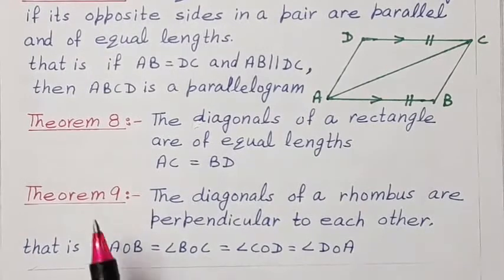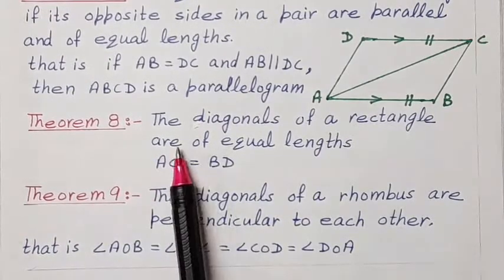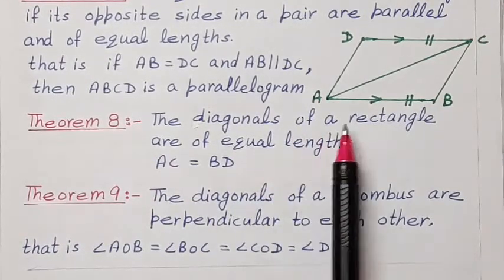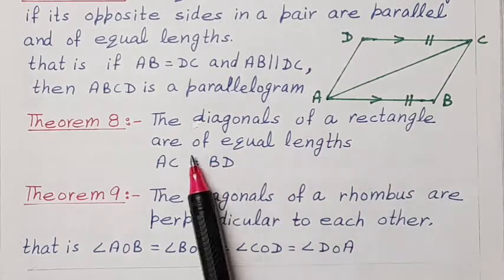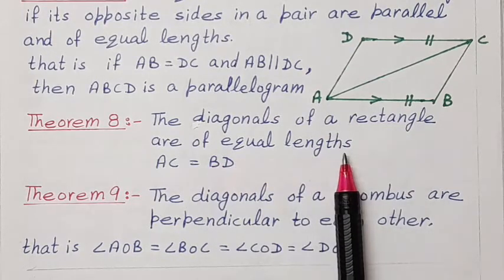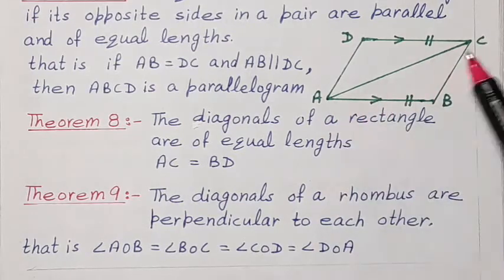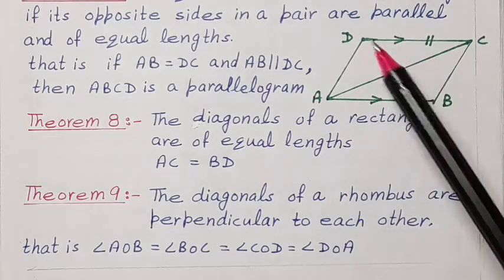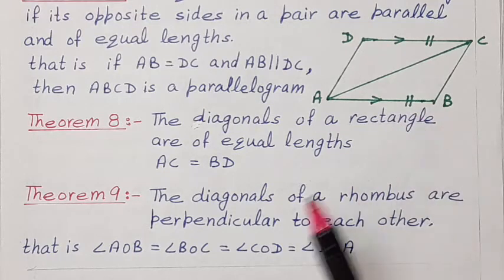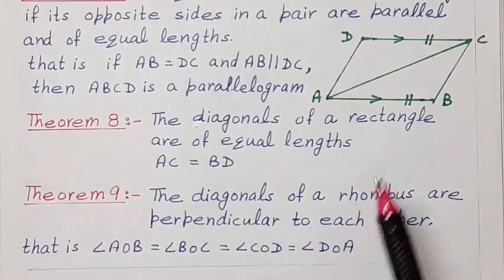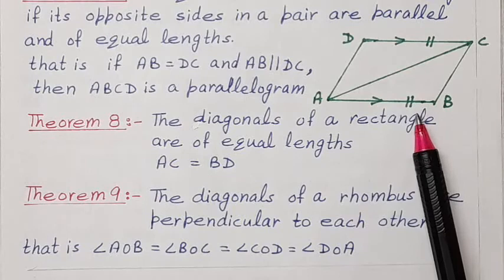Now, theorem number 8 is, the diagonals of a rectangle are of equal lengths. That is, AC is equal to BD. Now, students, it is a case of a rectangle, not of a parallelogram. Clear?